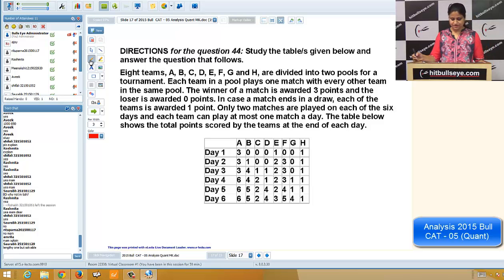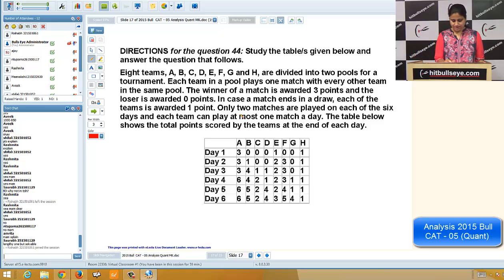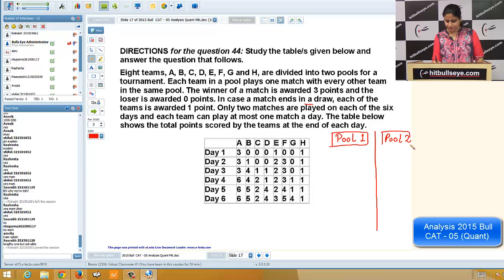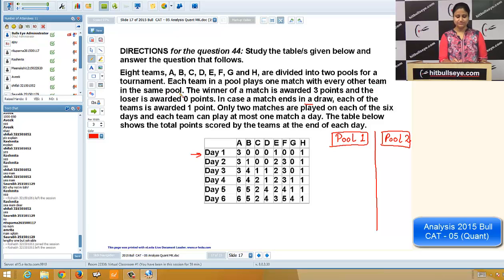There are 2 pools. In every pool there are 4 teams. In case a match ends in a draw, each of the teams is awarded 1 point. In the case of a win, you will get 3 points. In the case of a loss, you will get 0 points. Only 2 matches are played on each of the 6 days. So, we can talk about pool 1 and pool 2. First of all, we will find the teams in different pools. There was one more thing given: each team in a pool plays 1 match with every other team in the same pool.